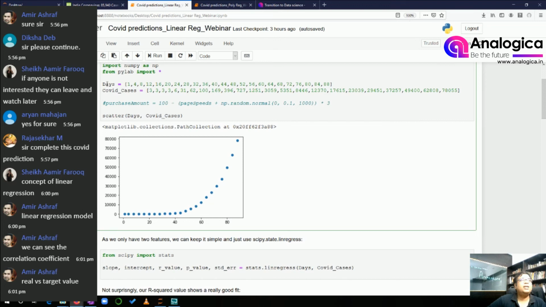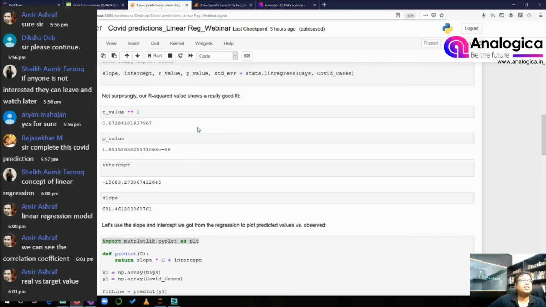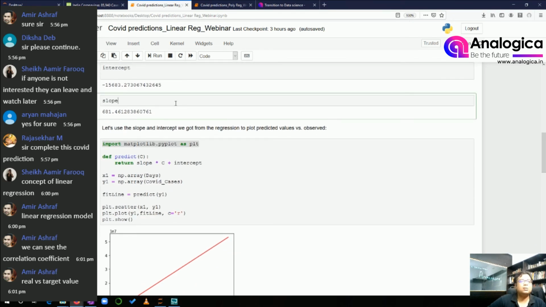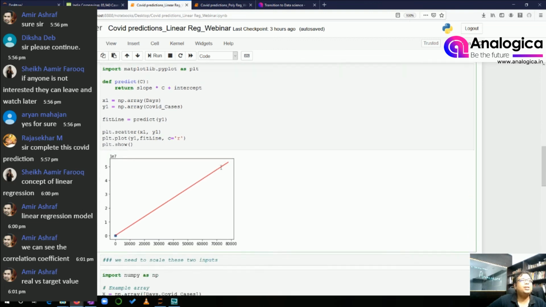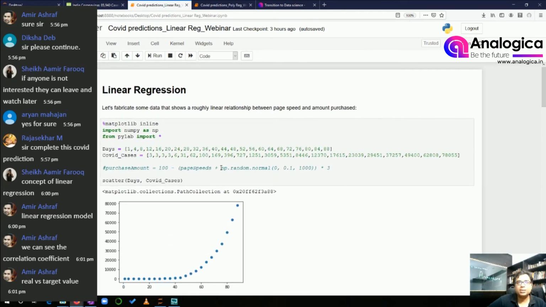So we have days, COVID cases, and we scatter plot. You have right in front of you the plot which is moving up like this, the same curve, right? Then we apply linear regression. Time is short here, so I'm going to jump right into the equation itself. The one thing that we need to make sure here is this range is from 1 to 88, but the COVID cases range is from 3 to 78,055.